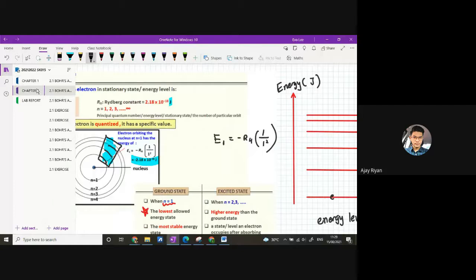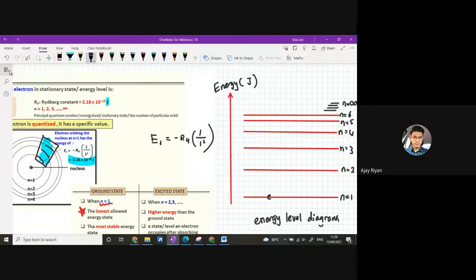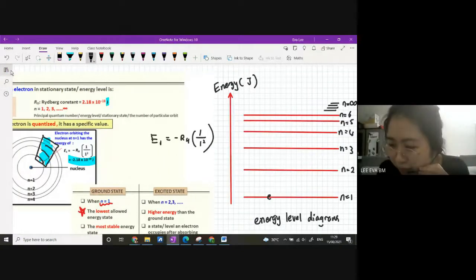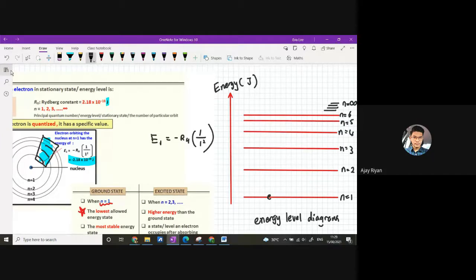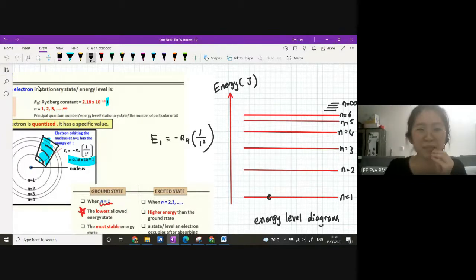Madam, dekat graf tu dia punya garis makin lama makin dekat. Sorry? Dia punya line N1, N2 tu makin dekat. Yeah. So the line, the gap is getting closer and closer.